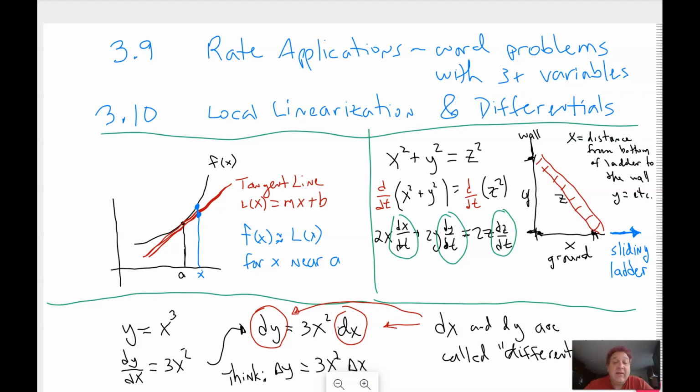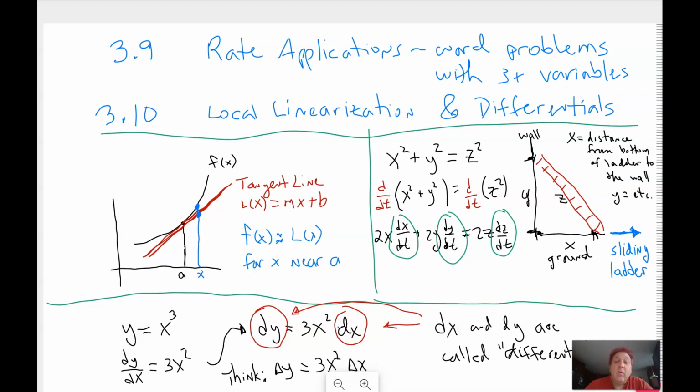By the way, the reason why they have dx dt in my little example here about a wall, with a little ladder along the wall that's sliding away from the bottom of the ladder-wall combination, is because it's sliding in time. We have a distance along the ground, which is x. We have a distance along the wall, which is y. We have the ladder length, which is z. But all these things could be changing in time, which is why we have so many different variables. So that's kind of the big idea in 3.9.